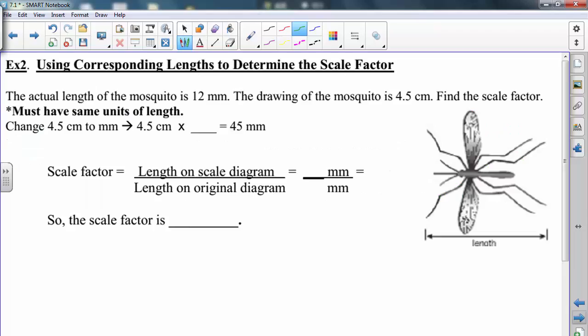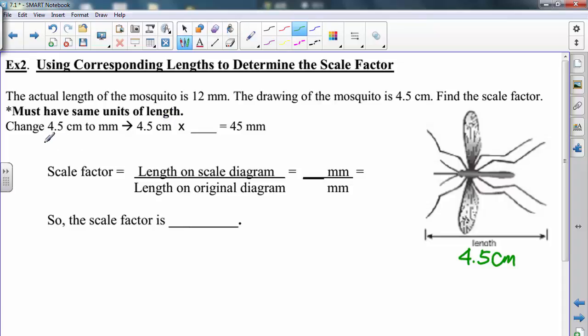Example 2. Using corresponding lengths to determine the scale factor. The actual length of the mosquito is 12 millimeters. The drawing of the mosquito is 4.5 centimeters. So right now in the drawing, this one is longer than its actual length. Find the scale factor. If I want to find the scale factor, these two lengths must have the same units.